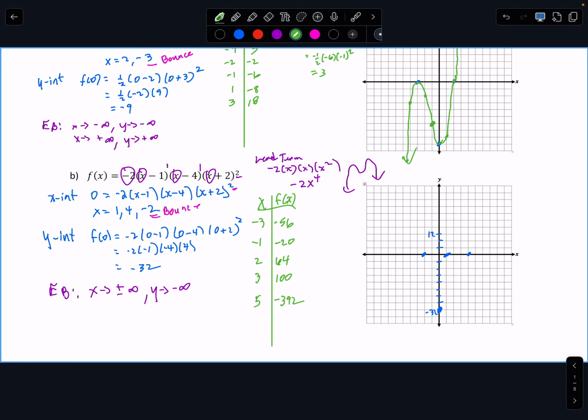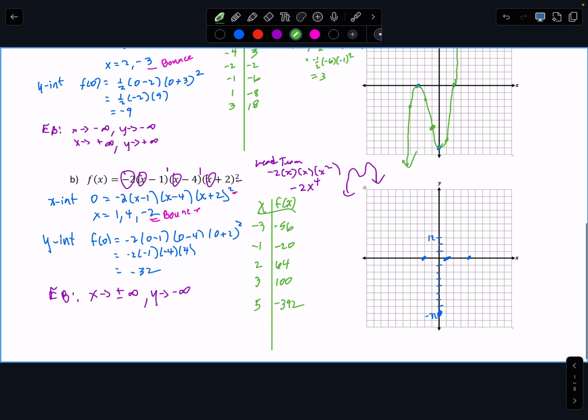So, by the time we get to negative 3, it is way off the chart. Remember that left end is coming from negative infinity, so it's way off the chart. It's at negative 56. So that shows it's not going to hit the vertical line x equals negative 3. It's going to be off the chart before it hits it.